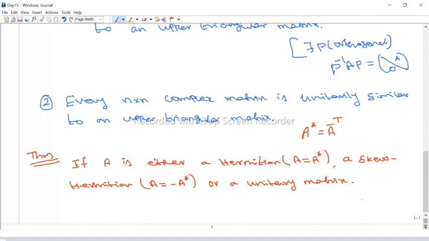So then we get a unitary matrix such that A is similar to a diagonal matrix. There are three kinds of matrices. If you take any matrix that is either Hermitian or skew Hermitian or unitary, then it is unitarily diagonalizable.